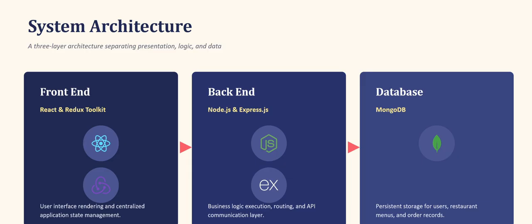Then we move on to system architecture. In this project, I follow a three-layered architecture, separating presentation, logic, and data layers. The first layer is the front-end development using React.js and Redux toolkit, which provides centralized application state management. This layer provides a user interface where the customers browse the food items, add products to the cart, and place the order, which is redirected to Stripe for real-time payment.